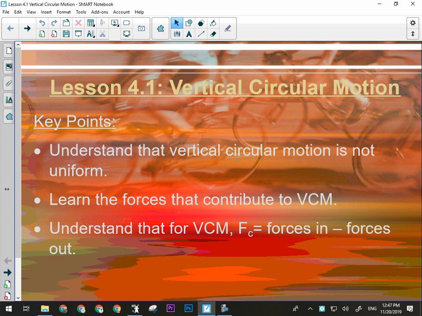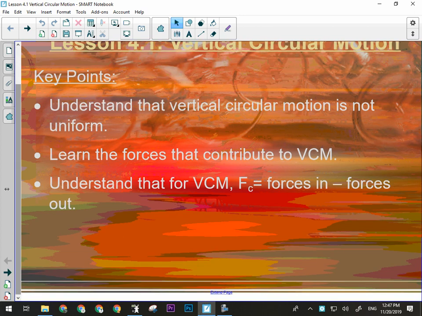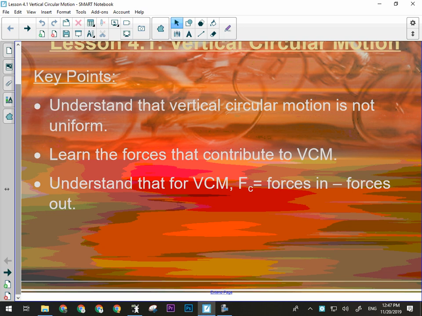So we'll talk about that later on when we talk about satellites, but today we're going to look at vertical circular motion, okay? The forces that contribute to it, obviously gravity is one. And we're also going to look at this formula. We've actually looked at it before. Centripetal force equals forces acting into the circle minus forces acting out of the circle.